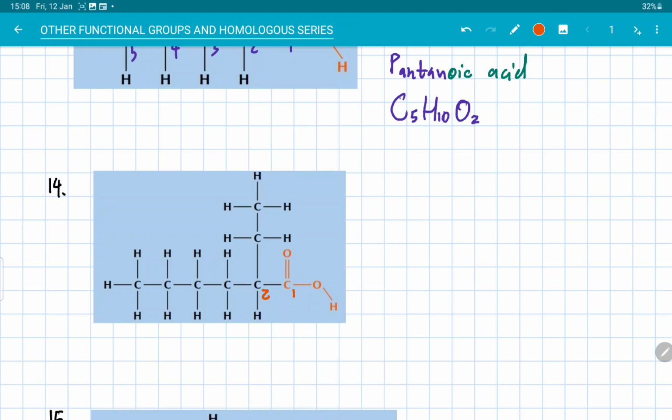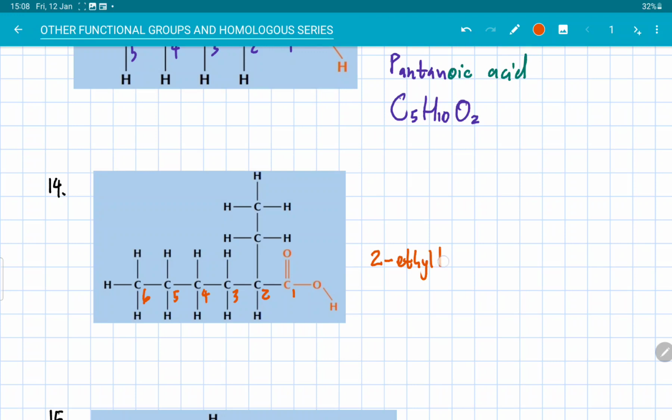Then 2. Now I have 2 routes. I can say 3, 4, or I can say 3, 4, 5, 6. So which one is the longest continuous chain? One has 4, one has 6 carbon atoms. Then that means that carbon 2 has a branch. So now I must first name that branch. That is 2-ethyl, yeah people, ethyl. Then there are 6 carbon atoms here.